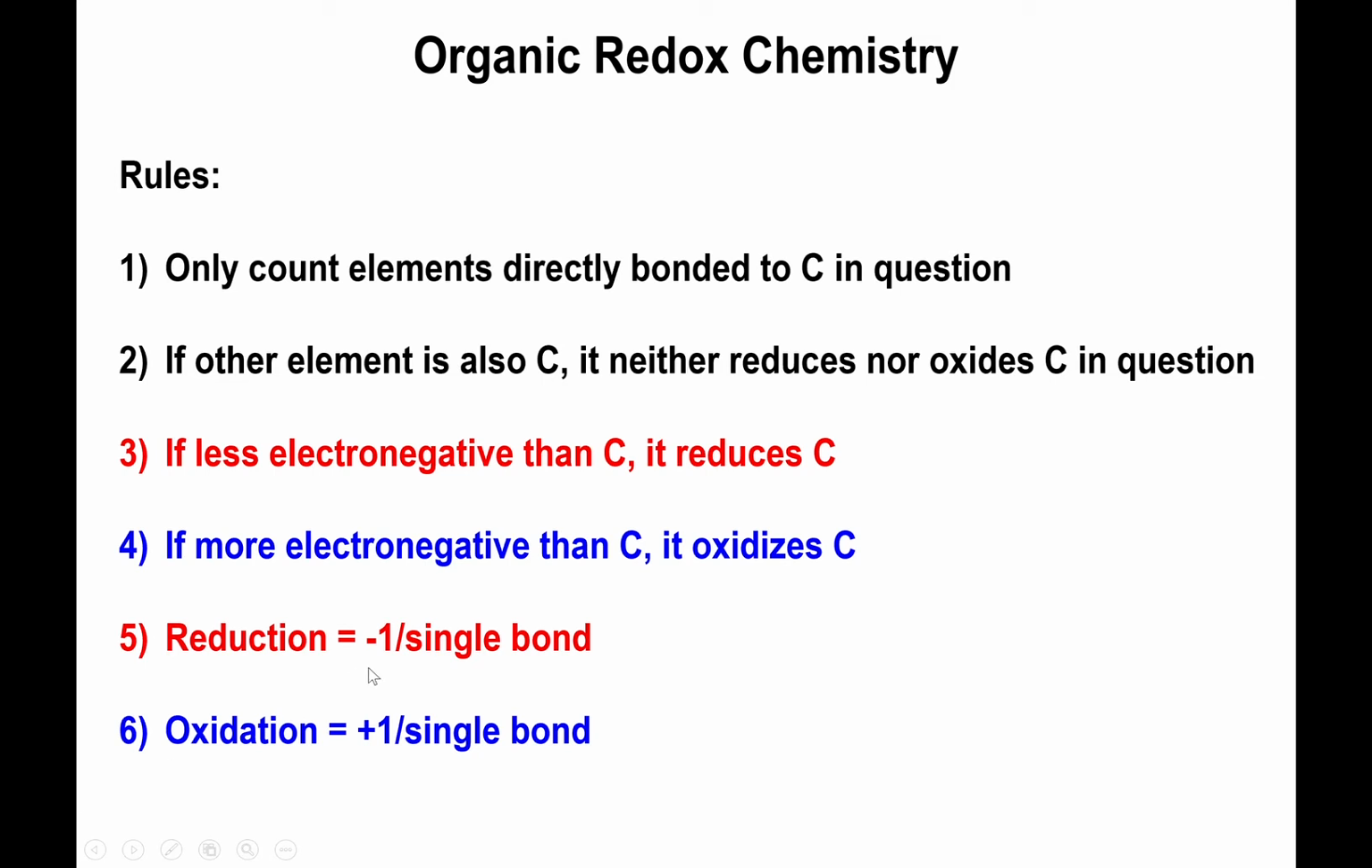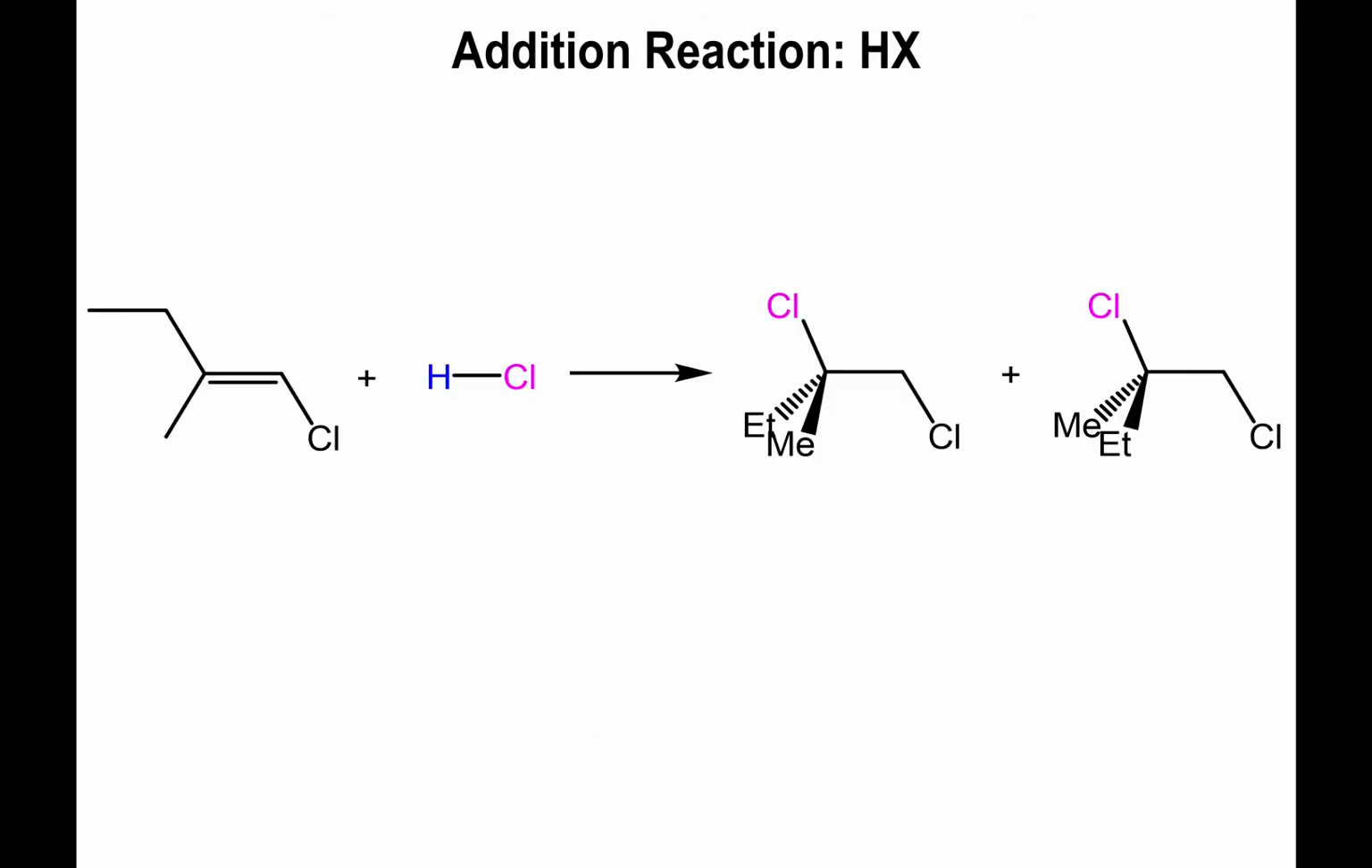So this is what you have to remember. As far as reduction goes, you're going to have a -1 for every single bond that you have to a less electronegative element. And if you are bound to a more electronegative element than carbon, you will have a +1 for every single bond to that element that is more electronegative. So let's take a look at some of the reactions that we've seen in the past. These are the addition reactions that we talked about previously.